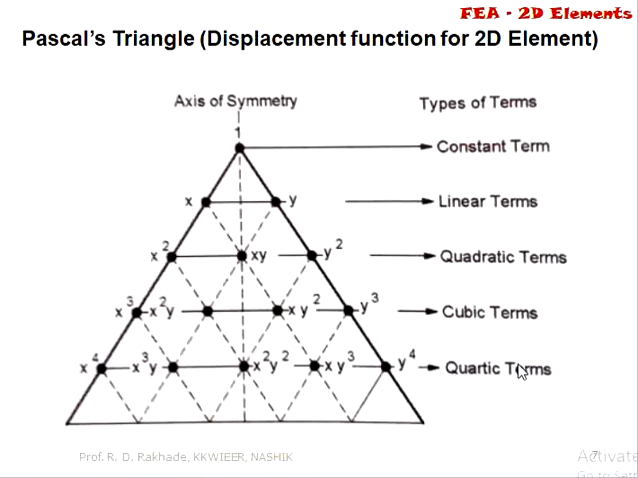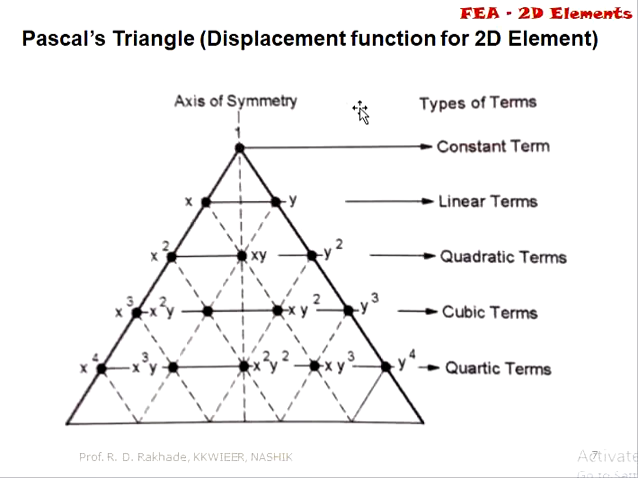Next term, that is Pascal triangle. So Pascal triangle is useful to generate displacement function for 2D element. Okay, this is the simplest form to generate displacement function. So there are different levels. Suppose this apex is level 1, below that level 2, 3, 4 and so on.